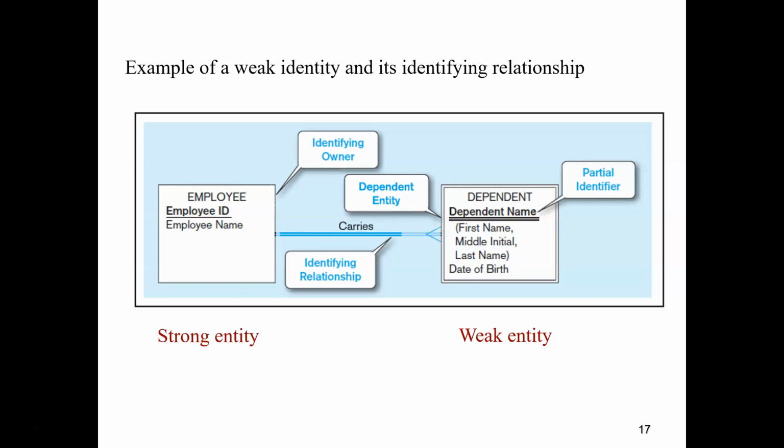Here is an example of the strong entity, employee, and the weak entity, dependent. And the weak entity dependent here doesn't have a unique identifier. It only has a partial identifier, dependent name. Okay, and you use double lines for this partial identifier.